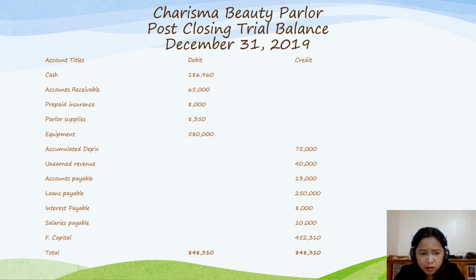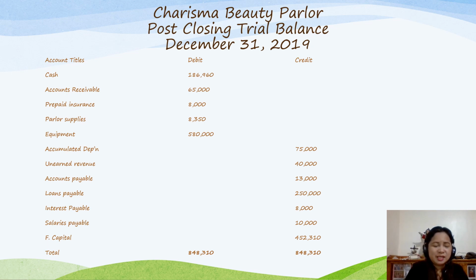Where did I go wrong with my account titles? There is a missing 200,000. What is it? What have I not included? Accumulated depreciation, unearned revenue, accounts payable, loans payable, interest payable, salaries payable.